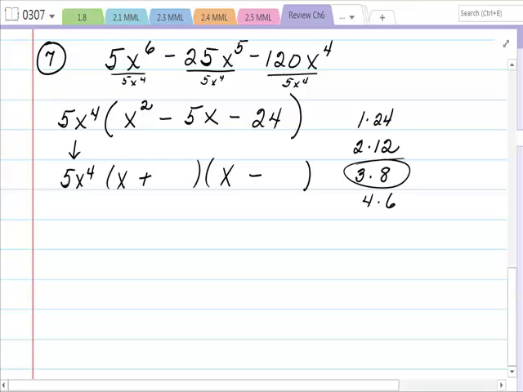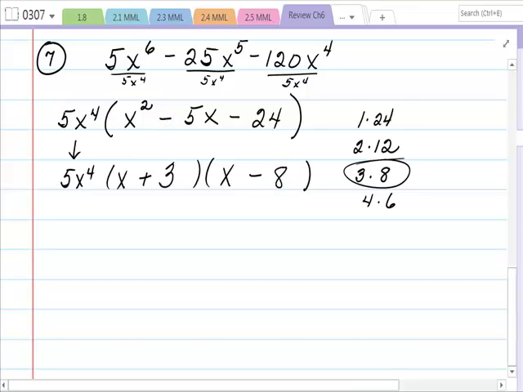Now, does it matter where you put them? Yes. Okay, when they're the same sign, it doesn't matter. But when the signs are different, it matters. The bigger number, in this case the 8, gets the sign of the middle term. So I put in the 8 there and the 3 there.